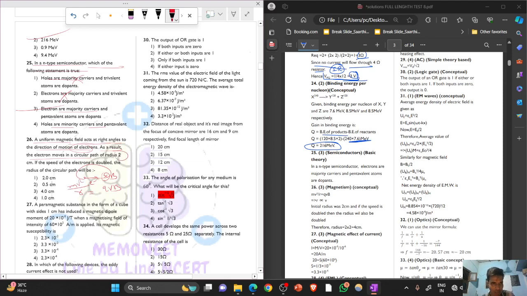The radius is 2 centimeter. If the speed is doubled, you just need to know the formula. As you can see, the radius is proportional to the velocity. So if you double the velocity, the radius will be double. That will be 4 centimeter. So option third will be the correct answer. Now moving ahead.